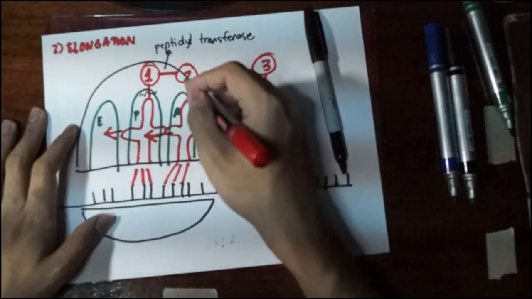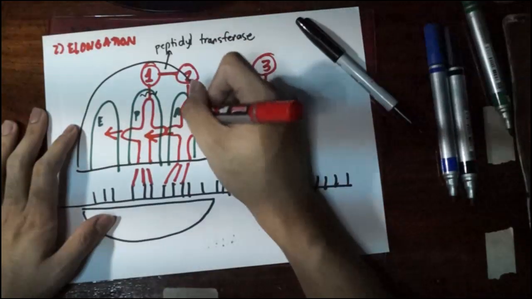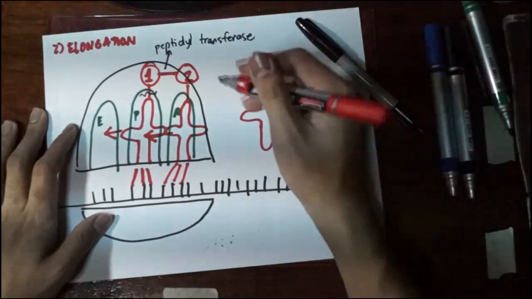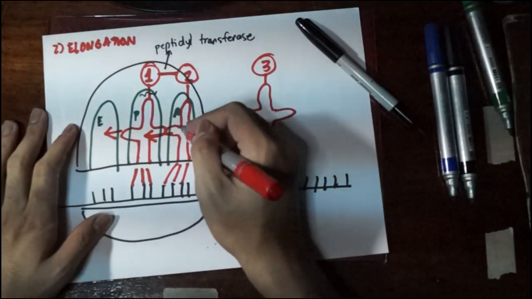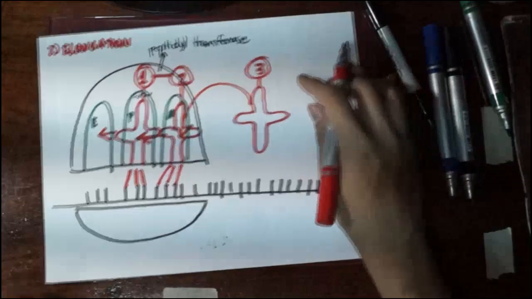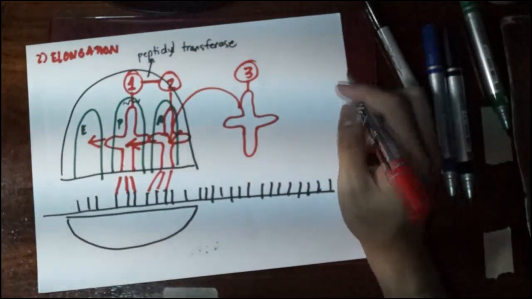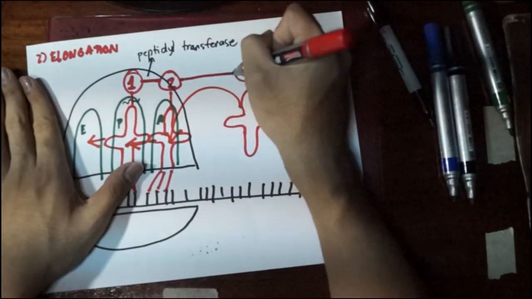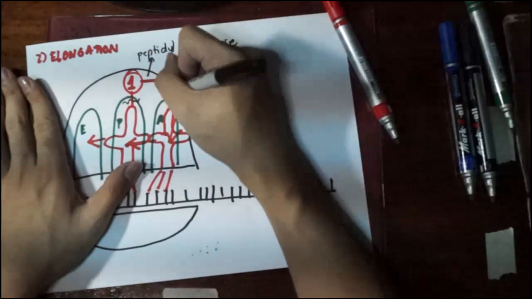But the second tRNA will now hold amino acids 2 and 1. Again, this one will hold 2 and 1. Okay? So, since A here moved to this one, 3 is now free to go to A. So, what's going to happen is it will be the same again. A peptide bond will be formed. This one will be trimmed.